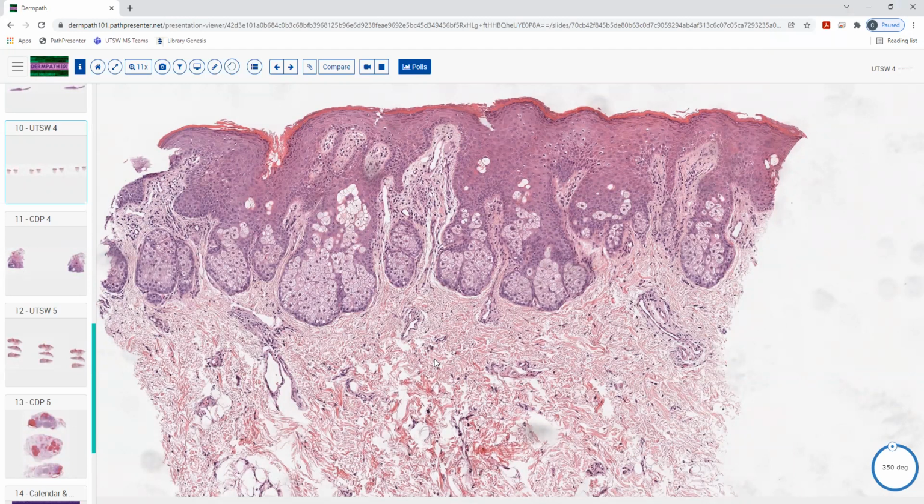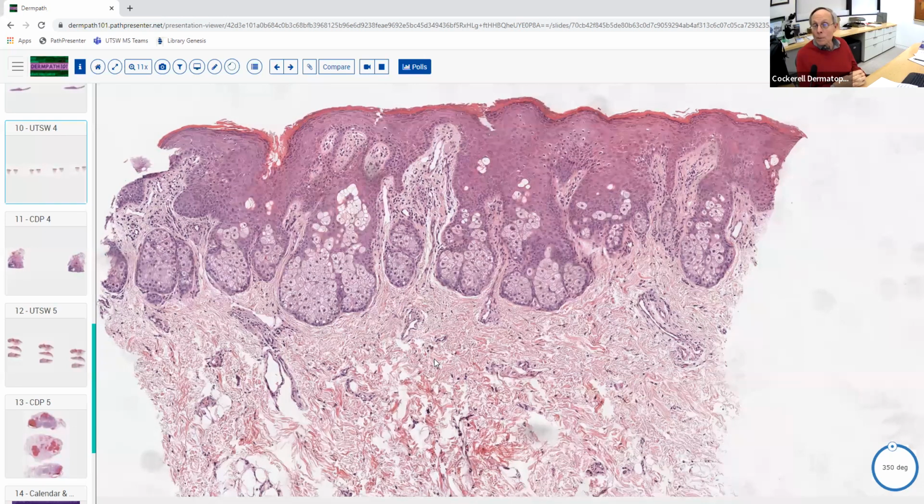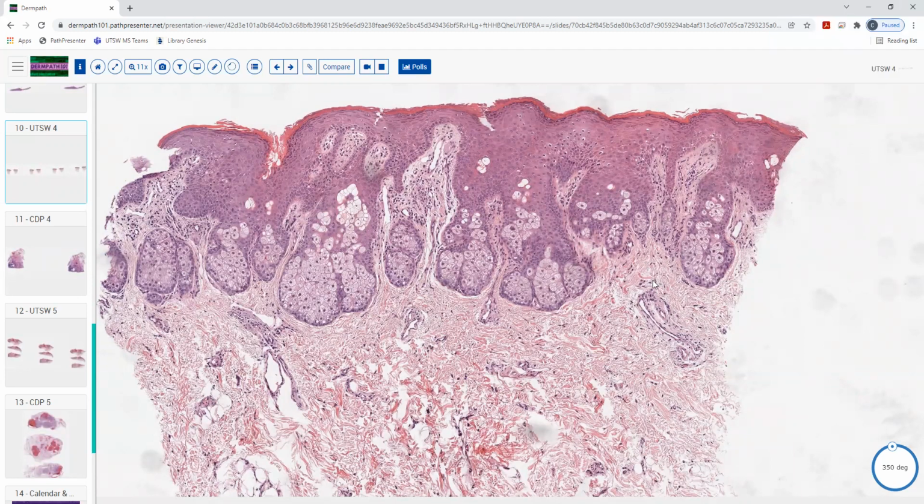Like one of the congenital nevi, like a nevus sebaceous. Yeah, nevus sebaceous. That would be one thing in the differential diagnosis. Does this look like a classic nevus sebaceous? I didn't think so. It looks a little different, doesn't it?